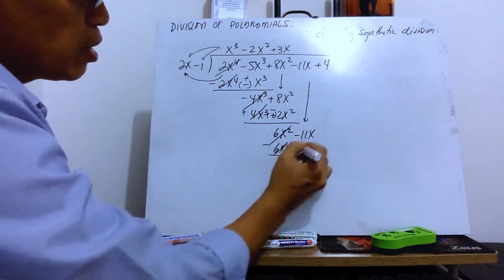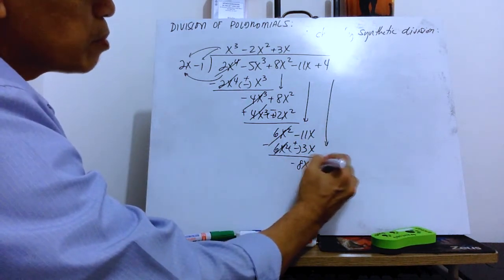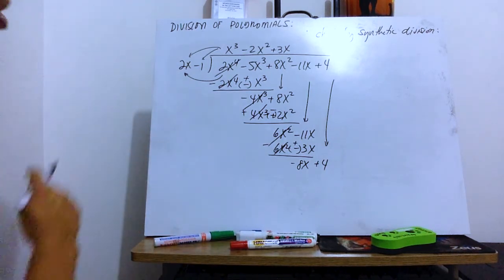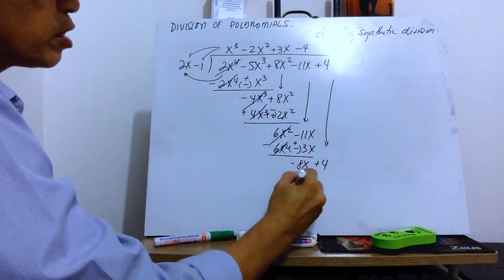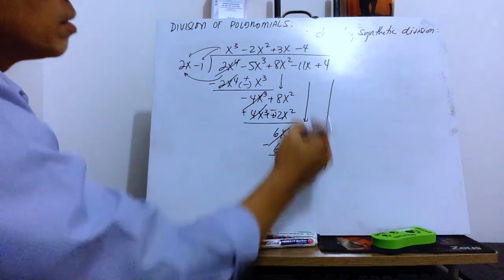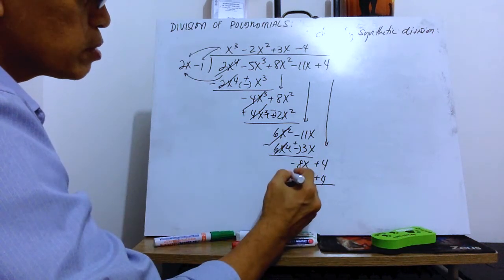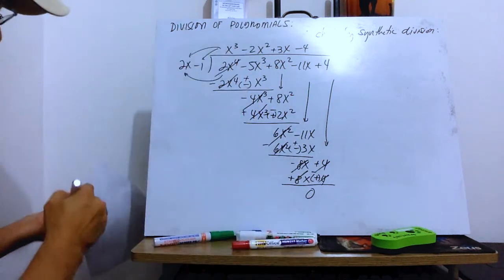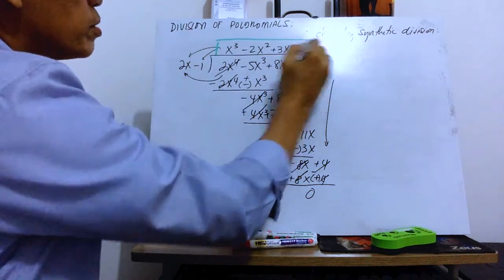This cancels out. This becomes negative 8x. Bring down the next term, plus 4. 8x divided by negative 2x, that will give us negative 4. Negative 4 times 2 is negative 8 with the x there. And then negative 4 times negative 1, that's plus 4. And then change signs. Everything cancels out. That's the answer. So x cubed minus 2x squared plus 3x minus 4.